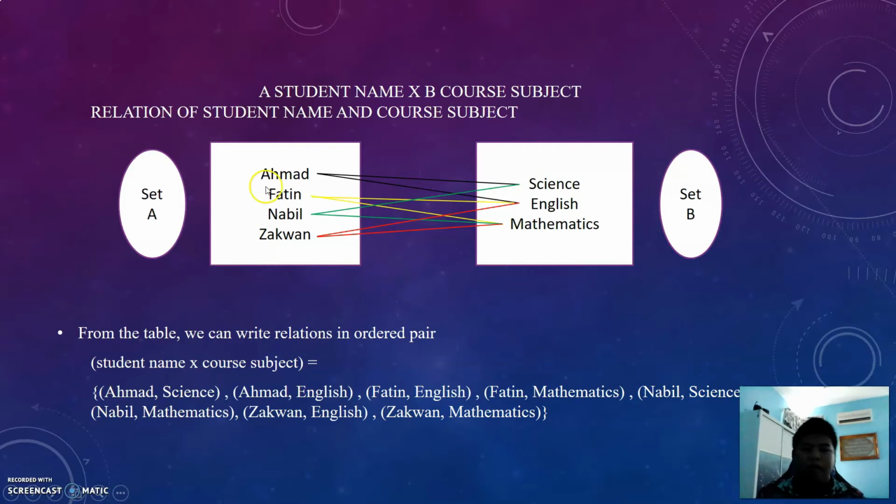This is the answer. Ahmad takes English and science subjects. Ahmad also takes English subject. Fatin takes English subject, and Fatin also takes mathematics subject. Nabil takes science subject, and Nabil also takes mathematics subject. Zakwan takes English subject, and Zakwan also takes mathematics subject.